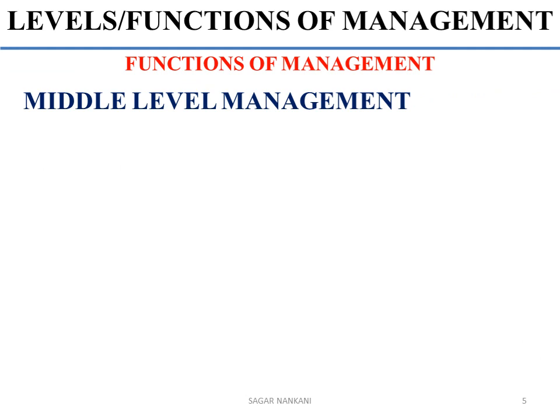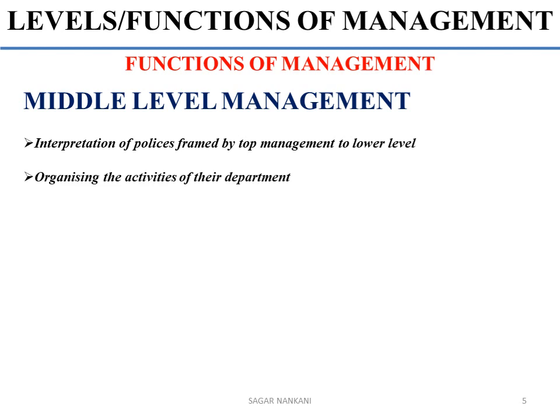Now this slide will tell you about different functions of middle level management. The first function of middle level management is interpretation of policies framed by top management to lower level. It is the middle level management that acts as a pin, or it can be said a link, between top level and lower level management. They explain the main plans and policies framed by top level management to lower level management. That is why middle level management is known as link between top level and lower level.